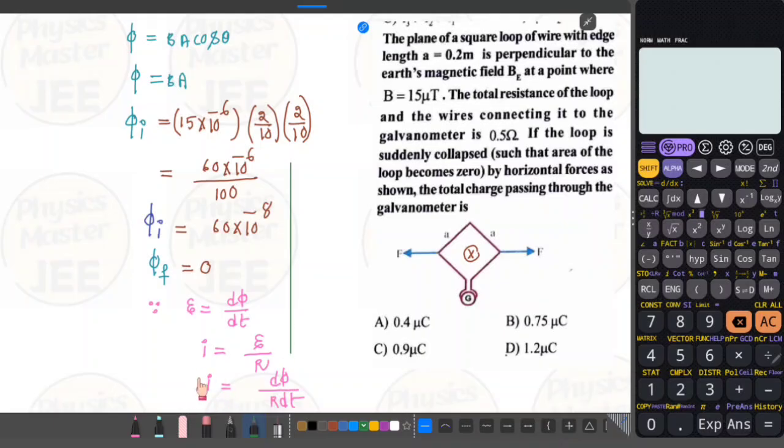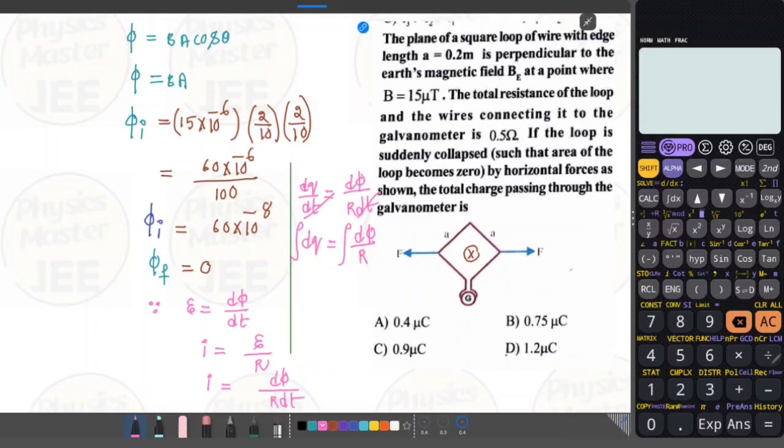dΦ by dt can be written as dQ by dt times R. I can also write it as dQ by dt, so dQ by dt is equal to dΦ by R dt. So this dt cancels. We get dQ is equal to dΦ by R.